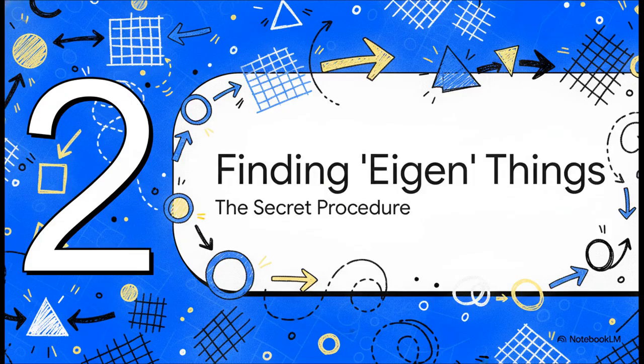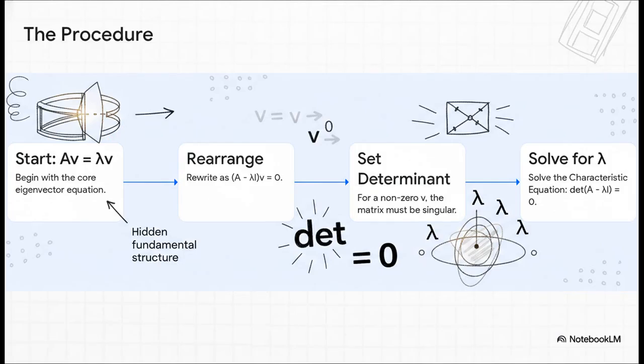So this is all great in theory, but how do we actually find these special vectors and their eigenvalues for any given matrix? Well, it turns out there's a pretty clever step-by-step procedure to uncover them. Now, this might look a little intimidating, but the core idea is actually pretty straightforward. We start with our main equation, Av equals lambda v, and just shuffle it around a bit. And here's the key insight. For this whole thing to work for a non-zero vector, a special property of that new matrix, its determinant, has to be 0. And that condition gives us a new equation, the characteristic equation. All we've got to do is solve that equation for lambda, and boom, it just spits out the secret eigenvalues of our system.